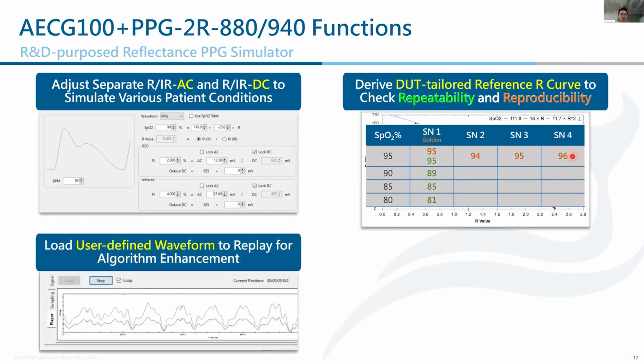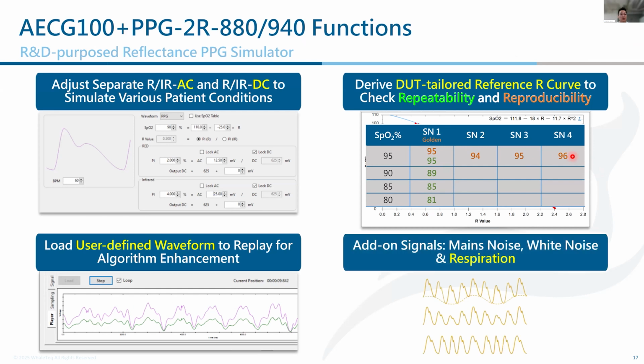And user-defined waveform replay help with the algorithm, and also these with the intentional noise add-on, no matter the MEMS noise or white noise, ambient noise. Now, respiration can also be considered noise because when we breathe in and breathe out, it does affect the PPG signal a little bit. So it can either remove it or extract it and calculate the breaths per minute.